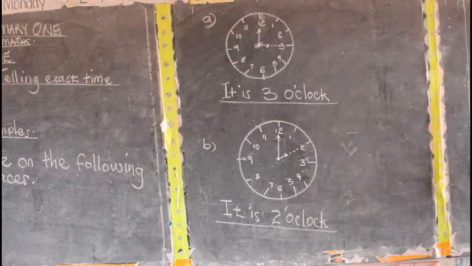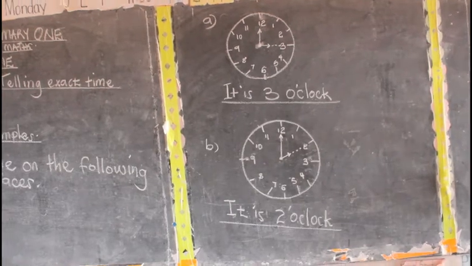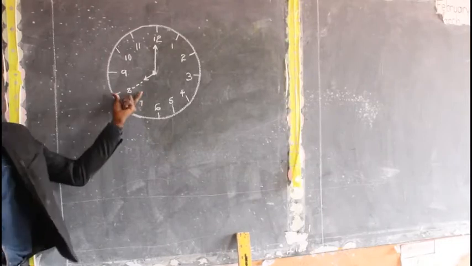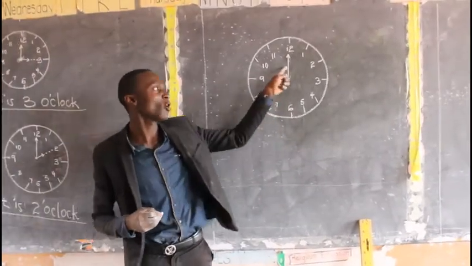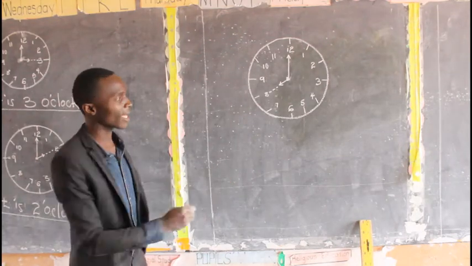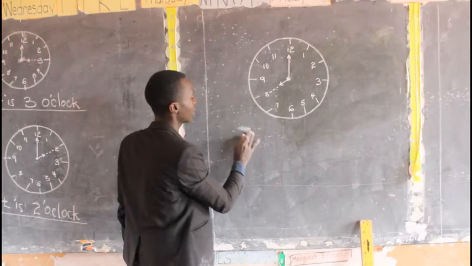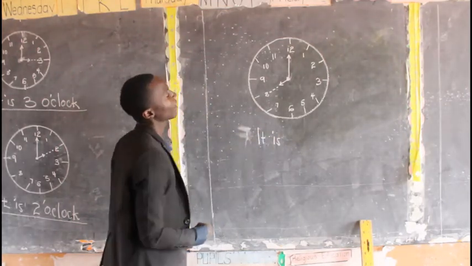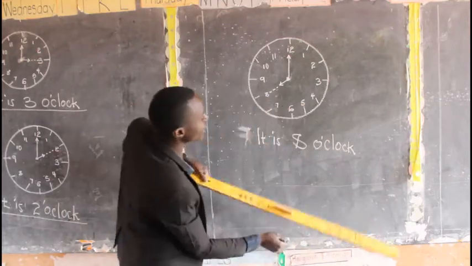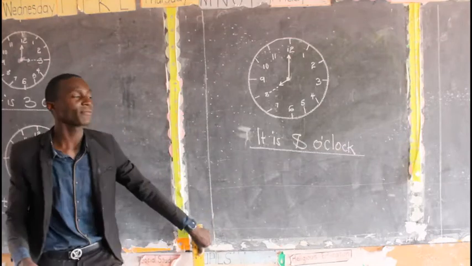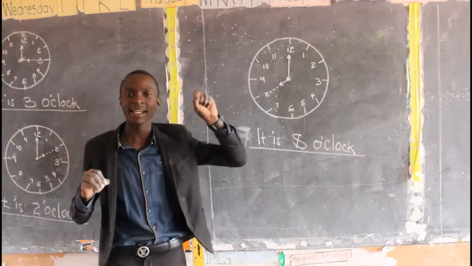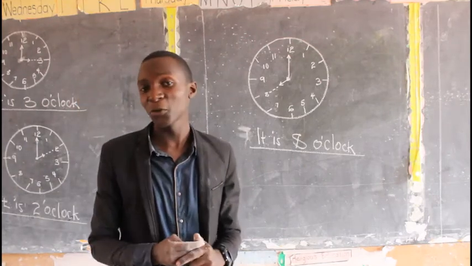In our last example, the long minute hand is facing 12 exactly, and the short hour hand is exactly facing 8. How do we tell time here? We are going to say that it is 8 o'clock. Why are we saying that it is 8 o'clock? The reason is the short hour hand is exactly facing 8, and the long minute hand is exactly facing 12.